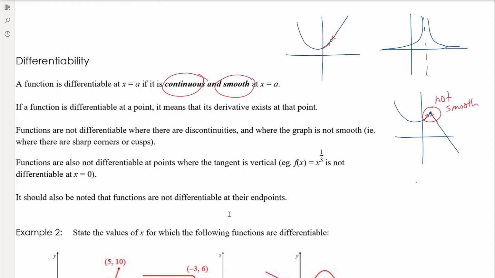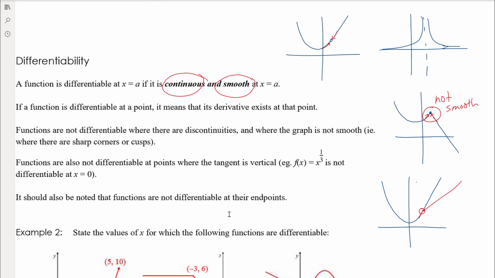So for example, you could create a hybrid function, parabola and then a line, where they do join smoothly and hence are differentiable there by making sure that the line has the same gradient as the parabola at that point. But the minute the line has a slightly different gradient to the parabola at that point, you've now got a not smooth join, and therefore the function is not differentiable at that particular point.